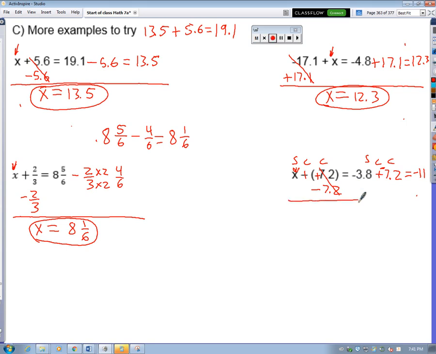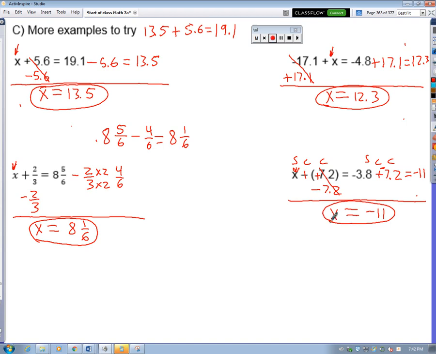Draw our line here so we can clean this up so we don't have such a mess going on here. Bring down your equal sign. The only thing we have left here is the x because we canceled everything out. And then we have the negative 11 over here on this side. Okay, so x equals negative 11. That is what that mystery number is.